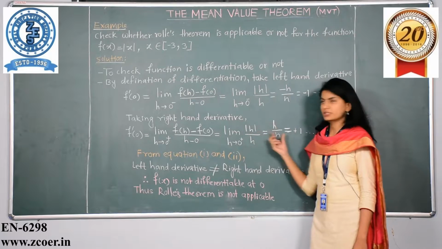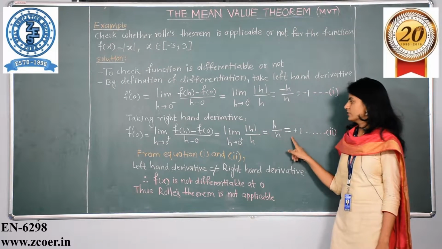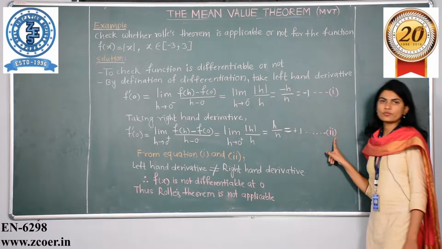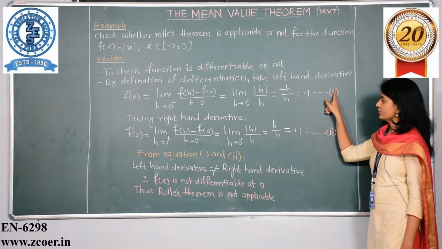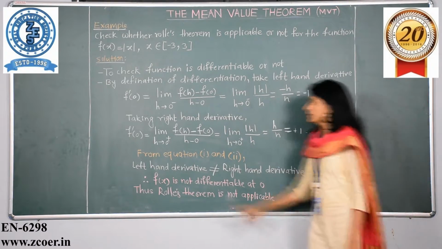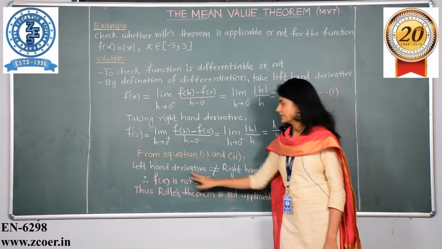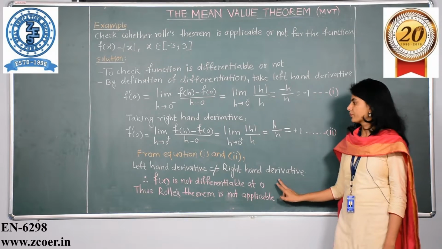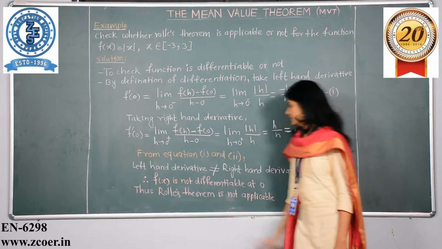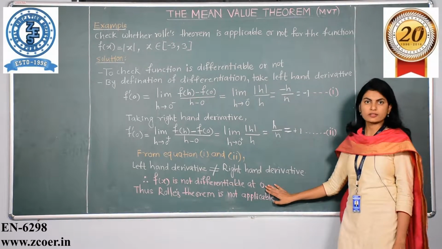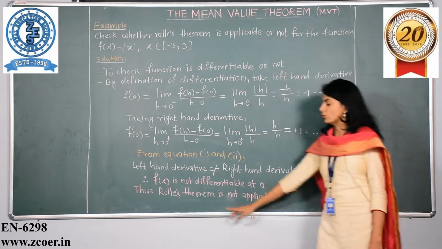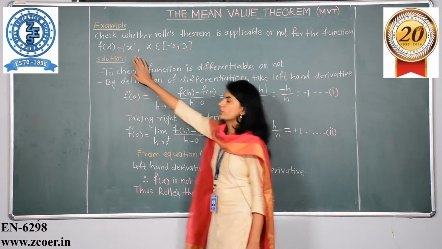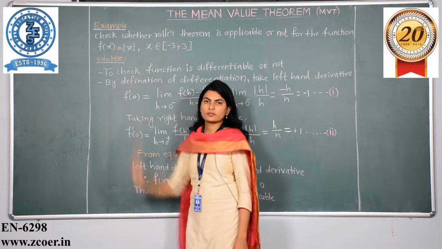The value of mod h is h, so h by h is equal to plus 1. Say this is equation 2. So by equations 1 and 2, we get that the left hand derivative is not equal to the right hand derivative. Therefore f(x) is not differentiable at 0. Thus Rolle's theorem is not applicable for the function f(x) equal to mod of x.